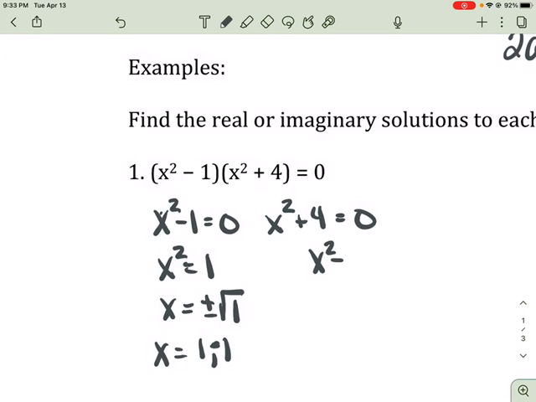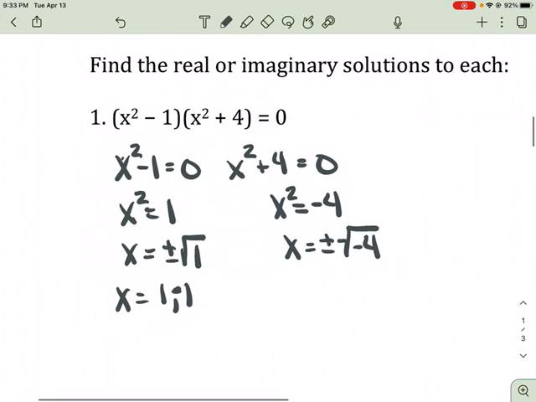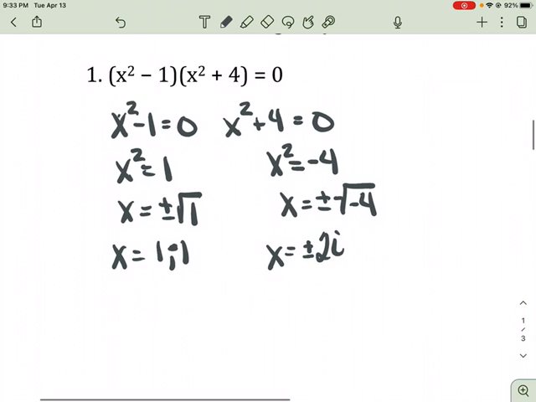Over here we get x squared equals negative 4. We get x equals plus or minus the square root of negative 4, and this is the i thing that we did before. So we're going to pull this out, i, and then the square root of 4 is 2. So we have plus or minus 2i. So our answers are 1, negative 1, 2i, and negative 2i. Again, we're going to check and make sure that our answers match our highest degree.